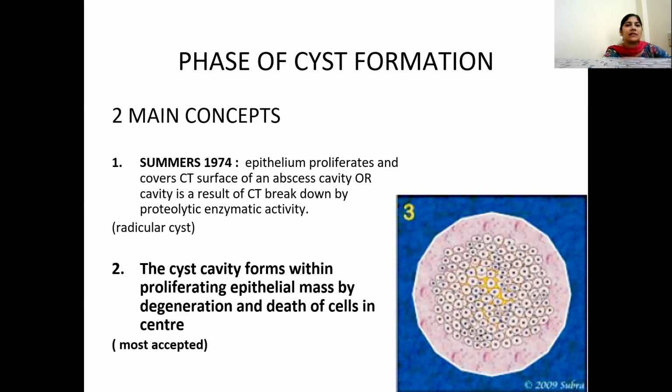The second concept is that the cyst cavity forms within the proliferating epithelial mass by degeneration and death of cells in the center. Among these two concepts, the second one is the most accepted. That is, the cystic cavity forms within the proliferating epithelial mass by the degeneration and death of the cells, that is lysis of the central cells. That is how the cyst is formed. That is the most accepted theory.